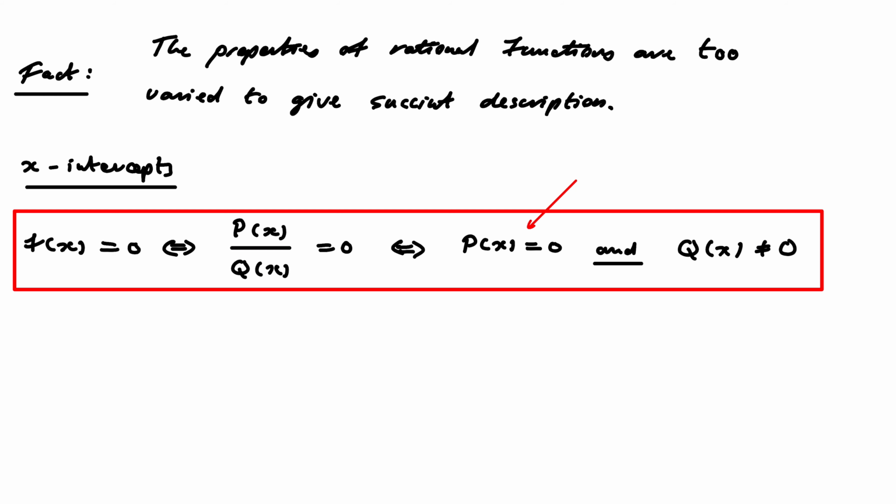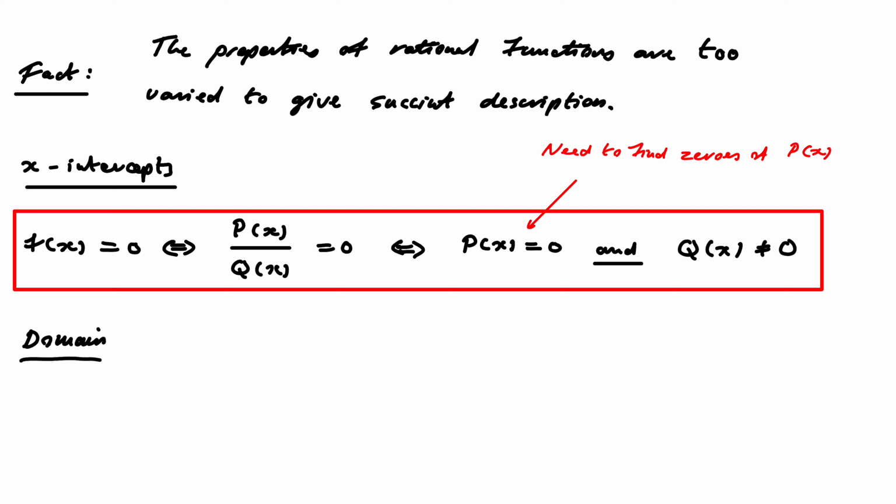So looking at this, I can see we're going to need to find the zeros of p of x. And I suppose once we find them, we need to check they're not the zeros of q of x, otherwise we'll run into problems. Now this doesn't look immediately related, but it is closely related to domains.